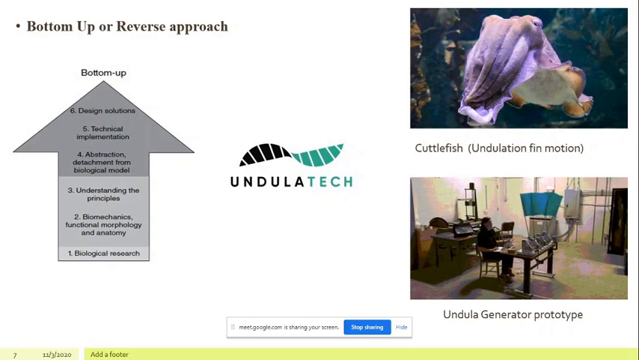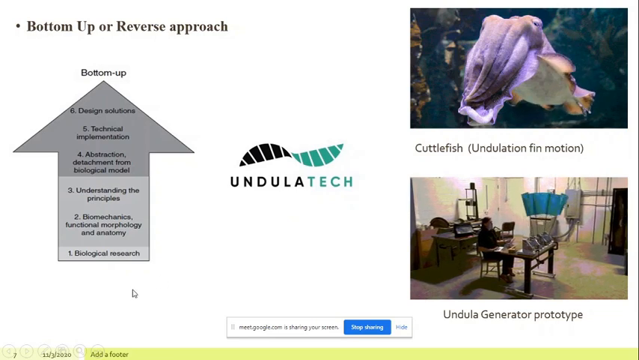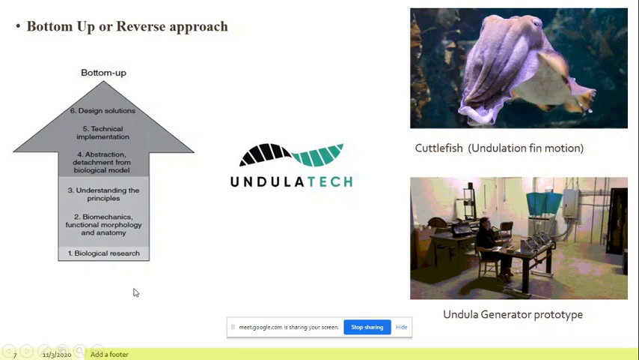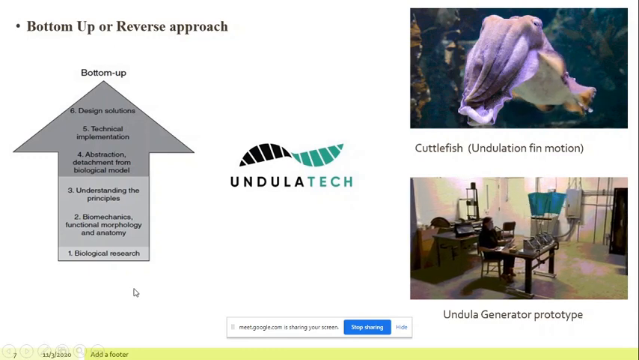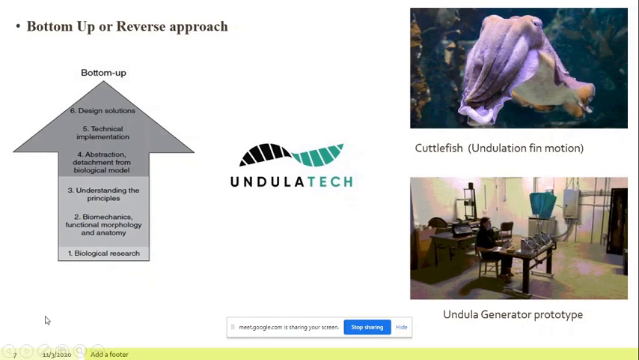Now let's move towards the bottom-up approach. This is the same as the forward approach but in a reverse manner. Here we start from biological research, draw out the function, understand its principle, check the applicability, test, improvise, and then design the solution. One such example is Undula Tech.